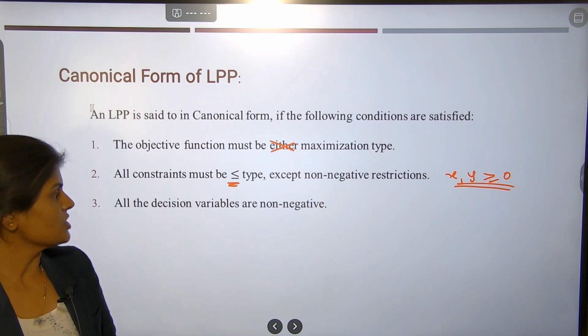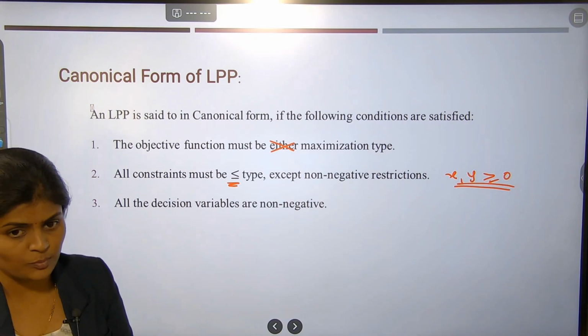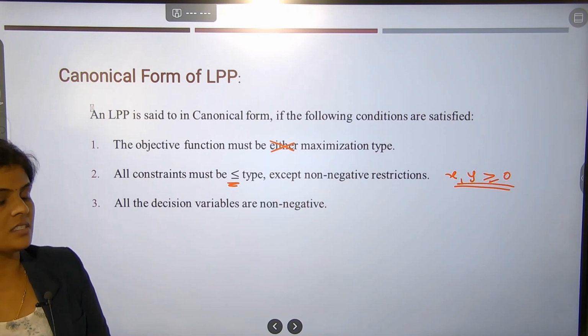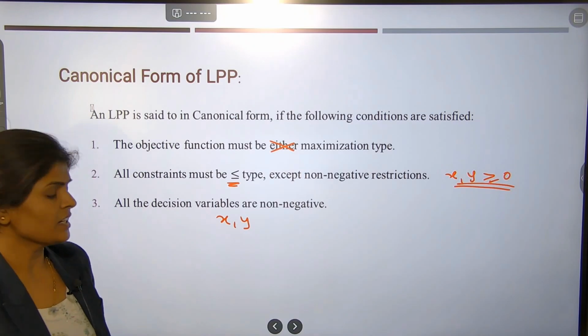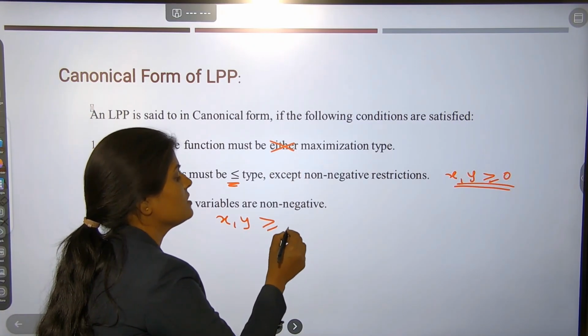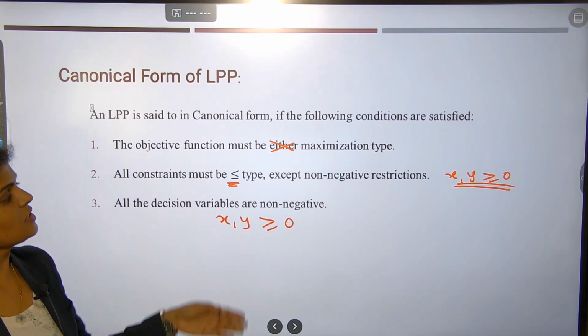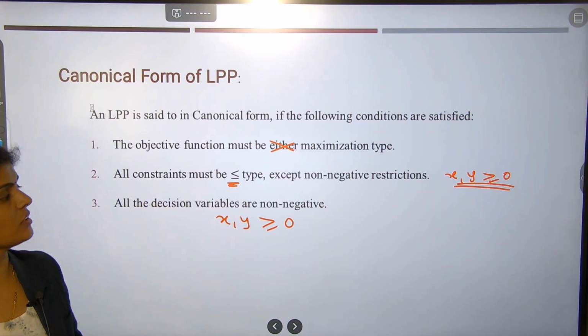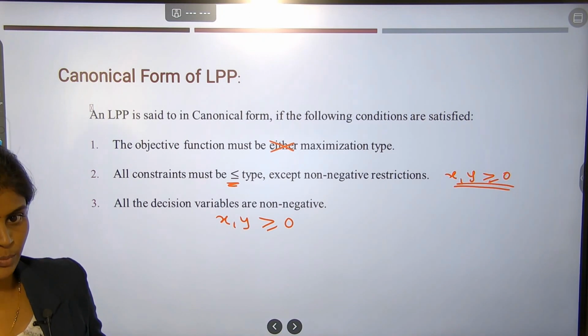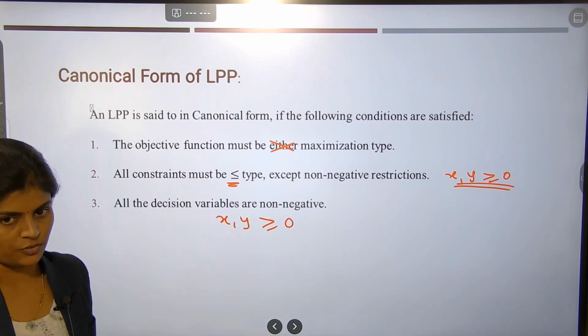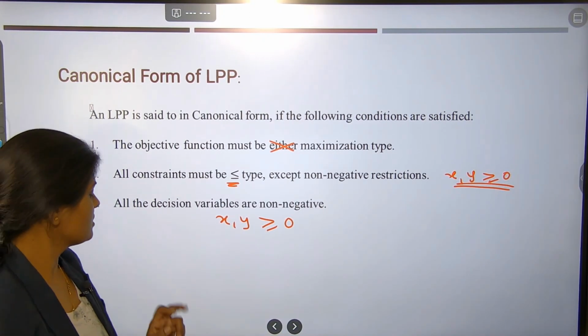The third condition tells that all decision variables are non-negative, which means the variables must be greater equal 0. So if all these conditions are satisfied, then that linear programming problem is said to be in canonical form. So let us take an example.